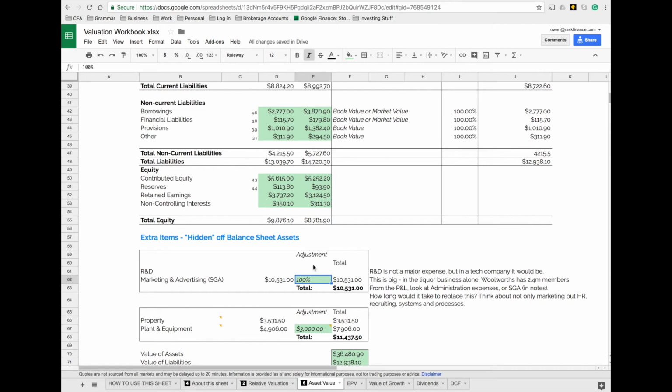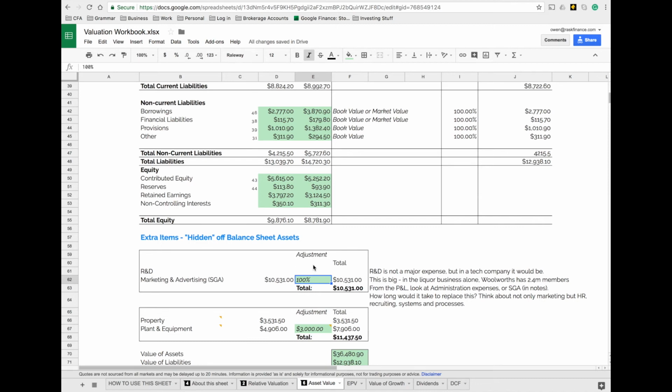What I'm actually saying is it would take 1 year's worth of expenses to get a new competitor up and running and selling product like Woolworths. 1 year. There's obviously something wrong with that. It would generally take longer than that. But just for the sake of our valuation, I put 100% here.